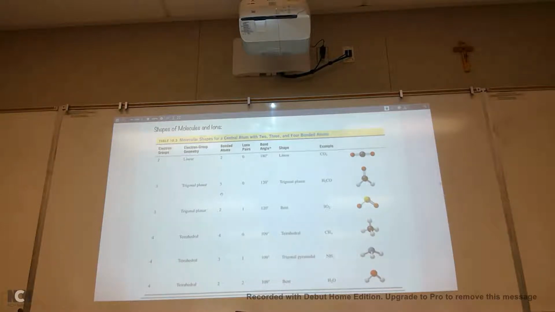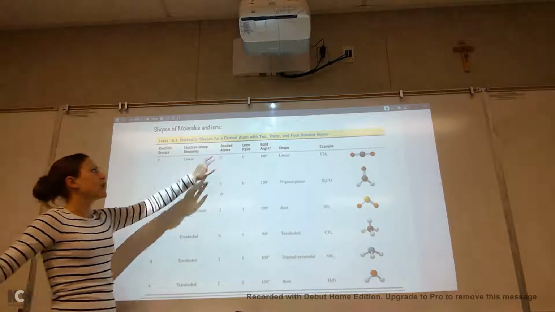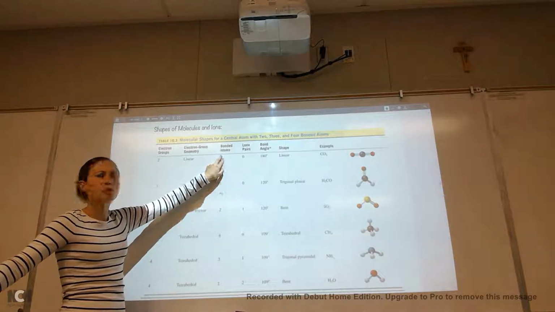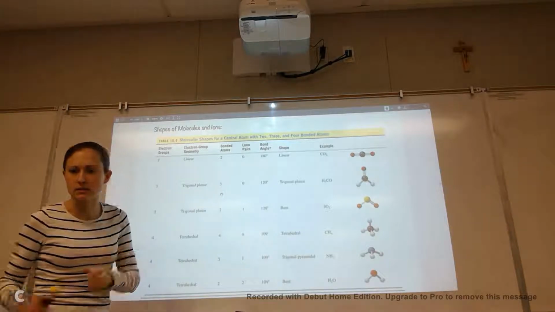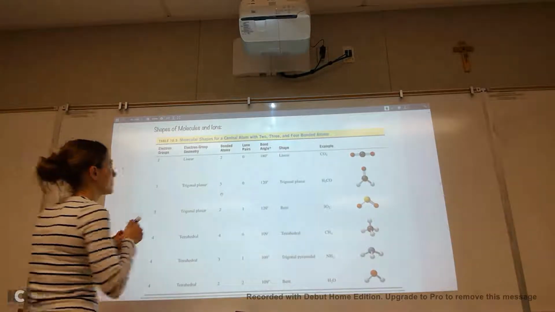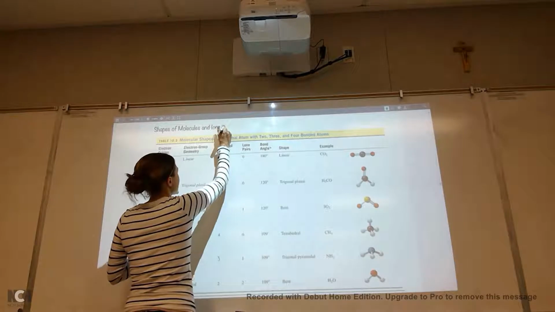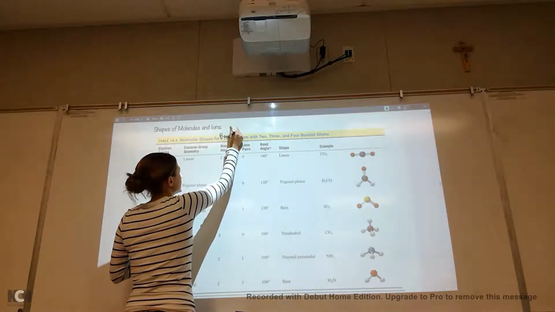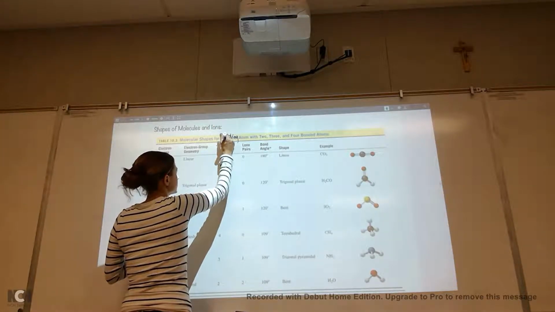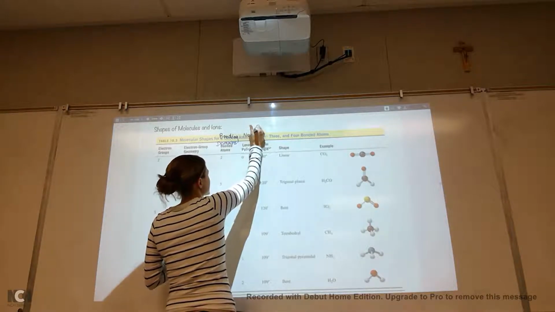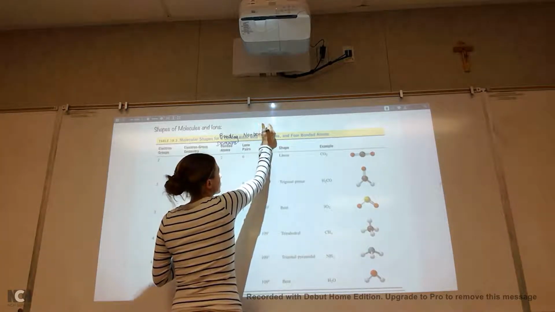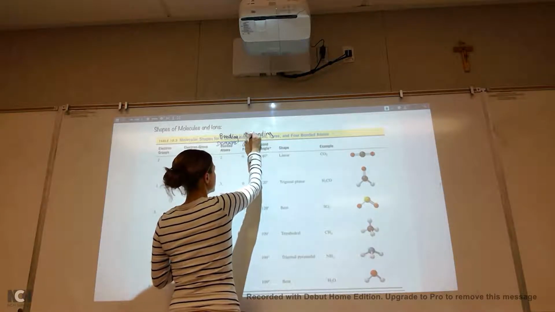All right. So there are a couple of terms we need to talk about. Okay? I like to call them bonding groups or bonding domains, and lone pairs or non-bonding domains. So I often call these bonding domains. And these are non-bonding. So let's make sure we understand these terms so we can use them to determine shapes.